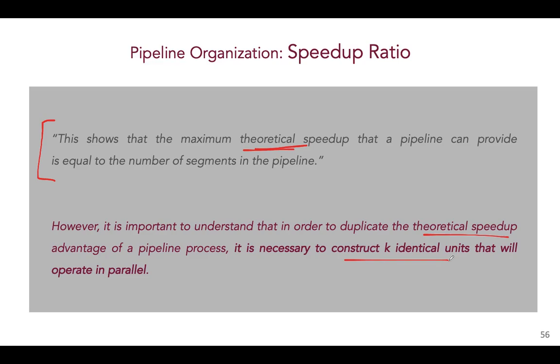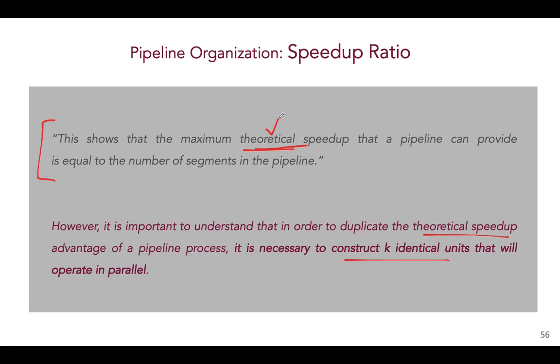No matter how hard you try, there will be some minute variation in the segments, which will result in some minute variations in their processing times, which means that you can never have S equal to K. The best you can do is have S very close to K, something multiplied by K, but not exactly K. Never, right? That's why the term theoretical is important.